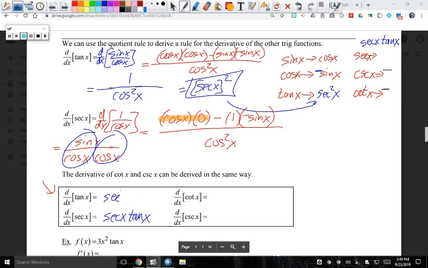Tangent is secant squared. Cotangent is negative cosecant squared. And cosecant is negative cosecant cotangent. For the sake of time, I'm not going to show you the work on those other two.